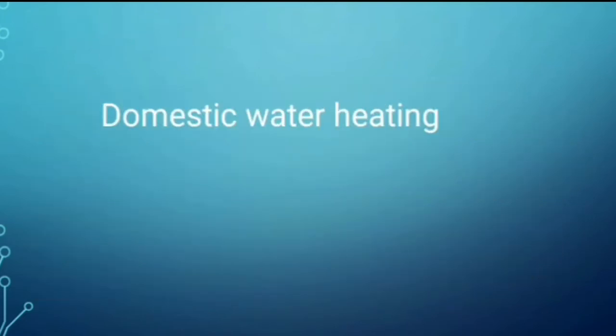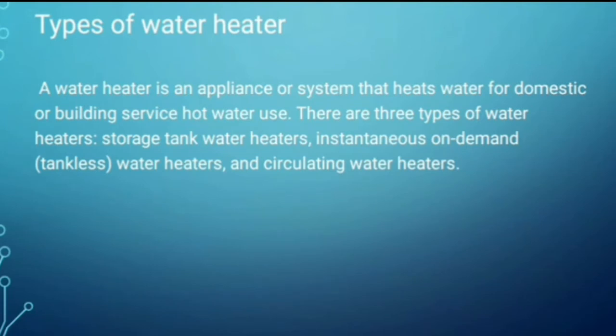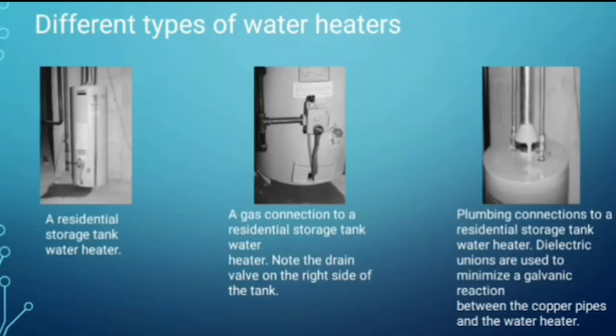Domestic water heating: types of water heaters. A water heater is an appliance or system that heats water for domestic or building service hot water use. There are three types of water heaters: storage tank water heaters, instantaneous on-demand tankless water heaters, and circulating water heaters. Different types of water heaters, like a residential storage tank water heater.